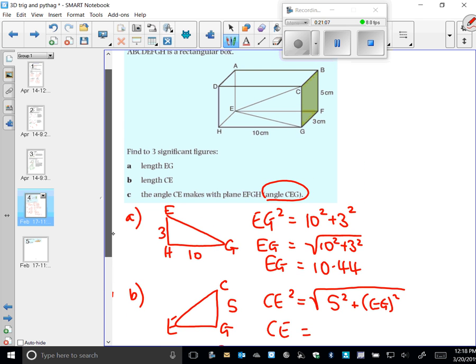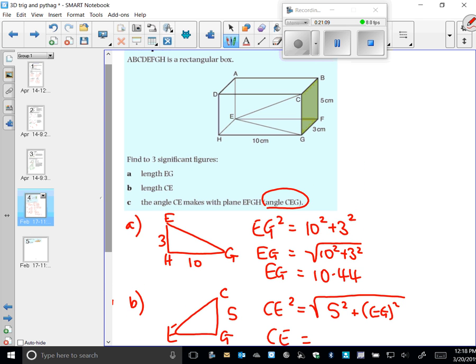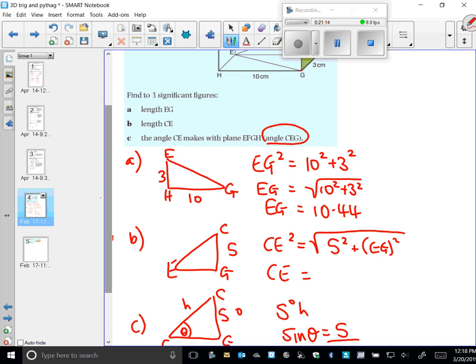Then they've asked us about CE. So CE is the one that goes through the centre. I've dropped it down to G as my other bit. So then I've got CGE. I've just worked out EG, and that was 10.44. And so I can find EC by squaring and adding that with the 5. So 10.44 squared, and what do we get when we square root that? 11.58.